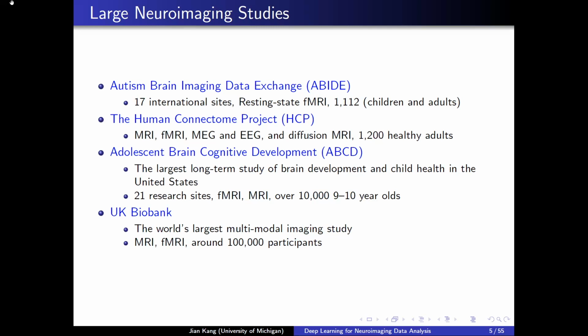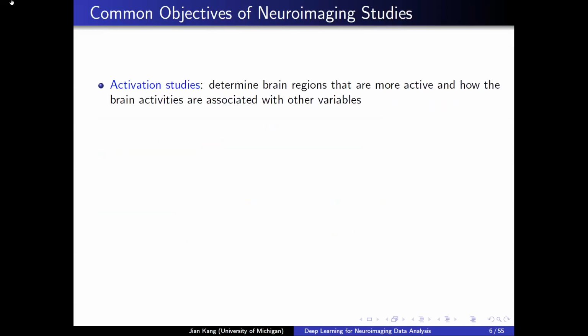When we have such a large data set, how to extract information from it poses a lot of problems and issues for the statistician. Here I summarize some basic objectives of neural imaging studies. A common objective is activation studies, basically trying to determine which brain regions are more active and how brain activity is associated with some covariates, like gender, age, or disease status. So that is activation studies.